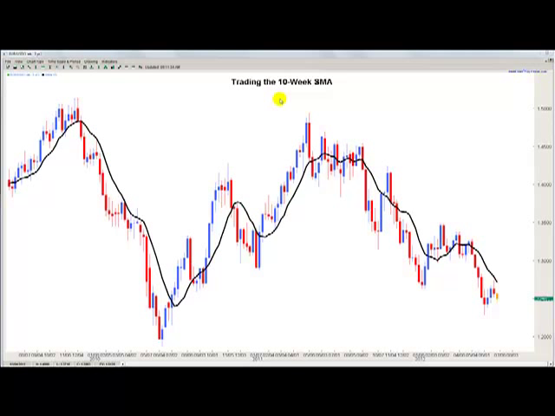Hi folks, this is Hyman, and I want to talk to you today about trading the 10-week SMA. So it's 10 weeks, so we're on a weekly chart, and it's the simple moving average. Now, a lot of times people wonder whether they should be biased to the long side or the short side.